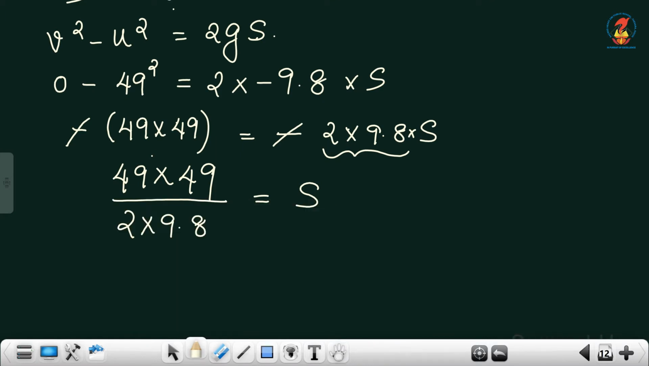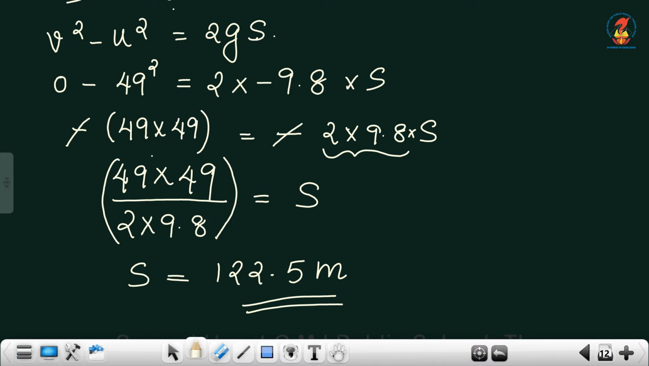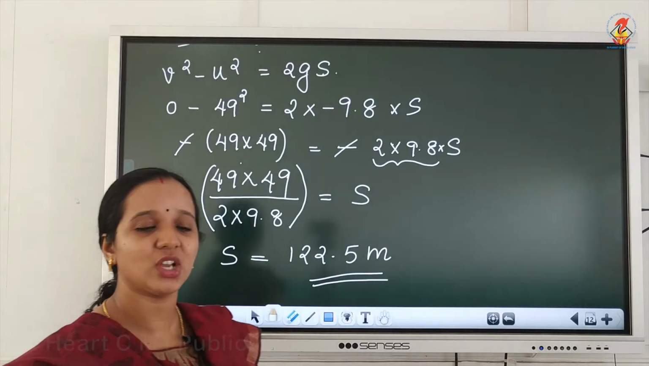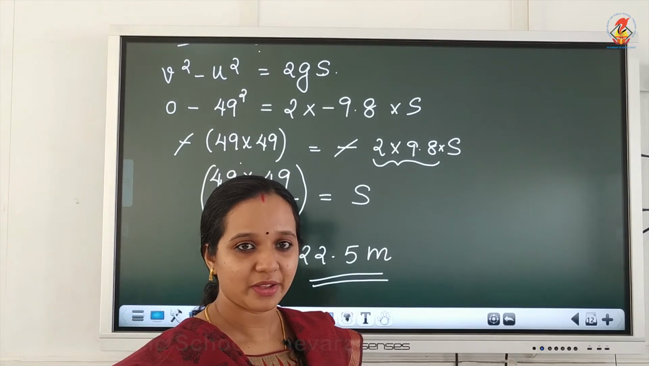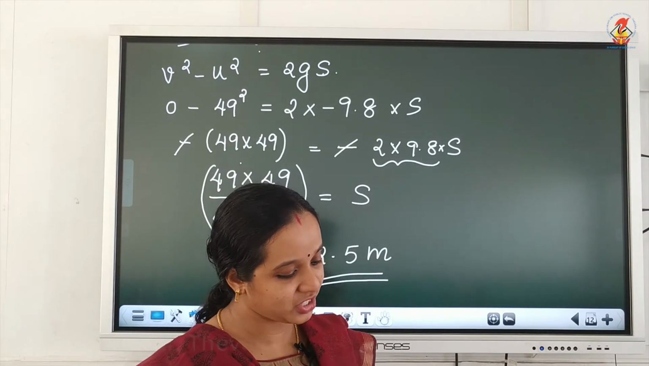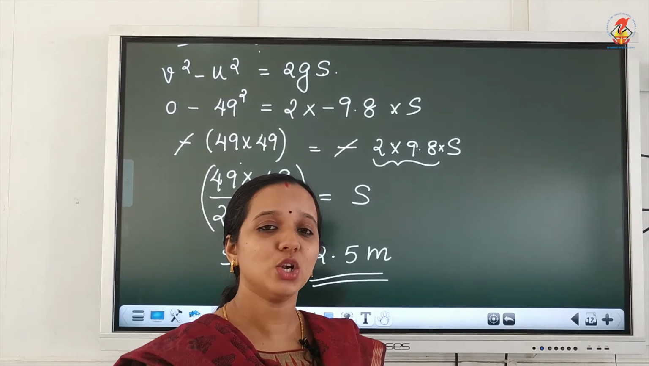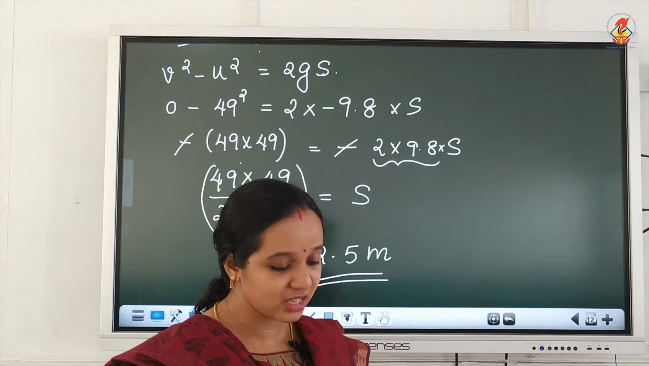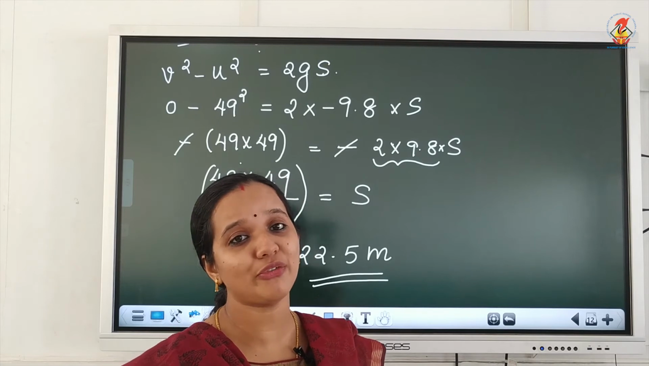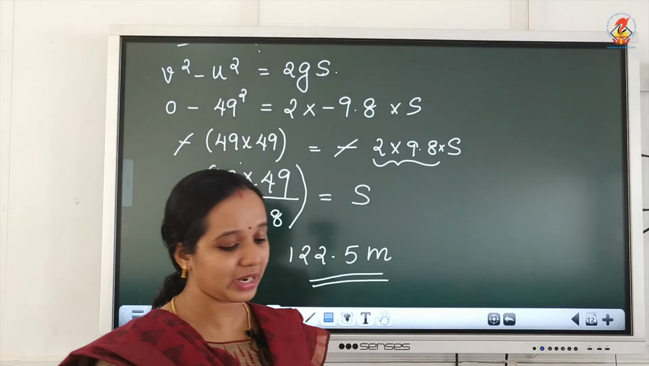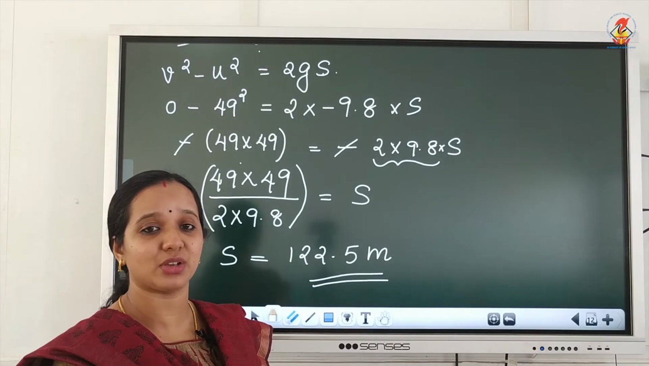On solving this and simplifying, you will get S as 122.5 meters. So this is the maximum height to which the body rises. Now, moving on to subdivision 2, the question is to find the total time it takes to return back to the surface of earth. Okay, the total time needed to return back to the surface of earth.